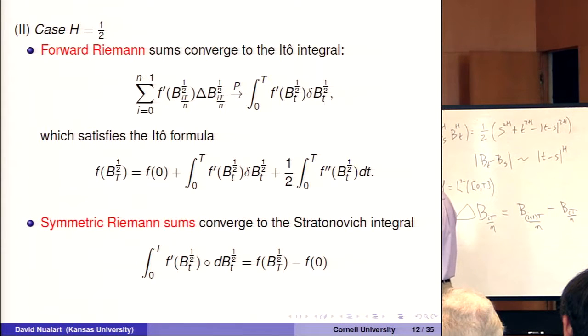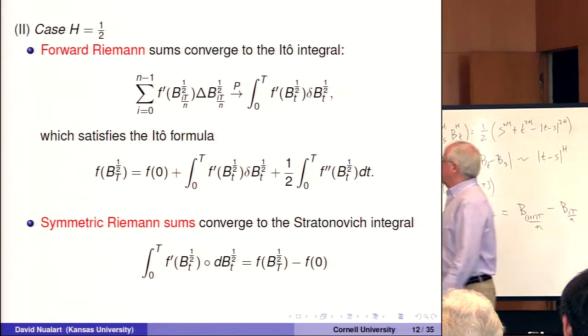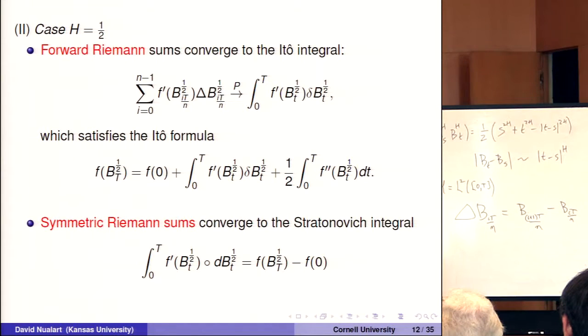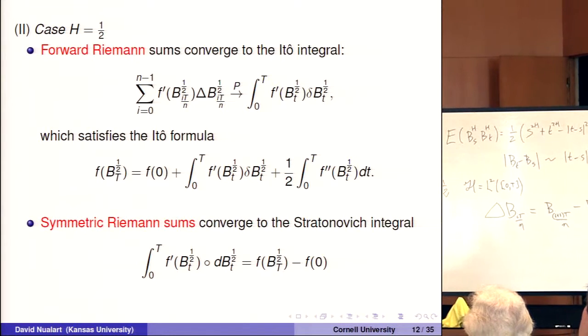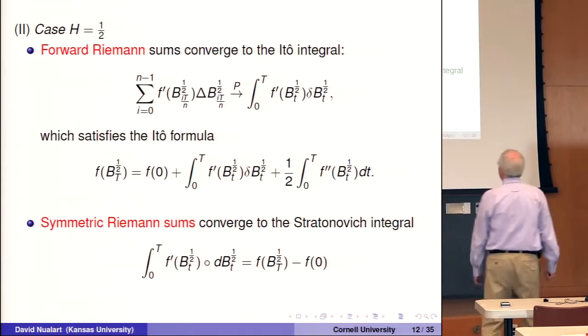And then if you take symmetric integrals, for example, the middle point or the average, then you get the Stratonovich integral. So still in that case, you see that the Riemann-Stieltjes integral doesn't exist, it is well known. And the integral depends on the kind of Riemann sums you choose. So to get the Ito integral, you need to choose forward Riemann sums. And to get the Stratonovich integral, you can take any kind of symmetric Riemann sums. There are different definitions of the Stratonovich integral using symmetric Riemann sums. So this is for H equal to 1/2.